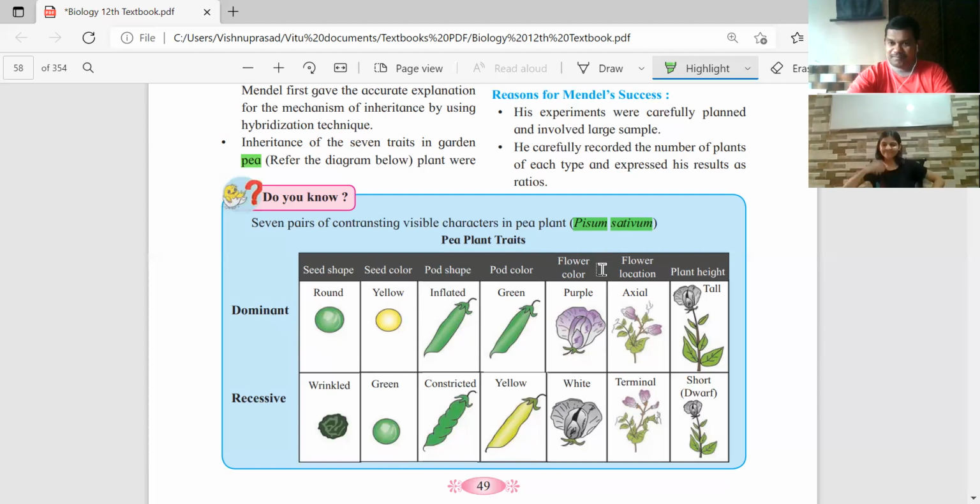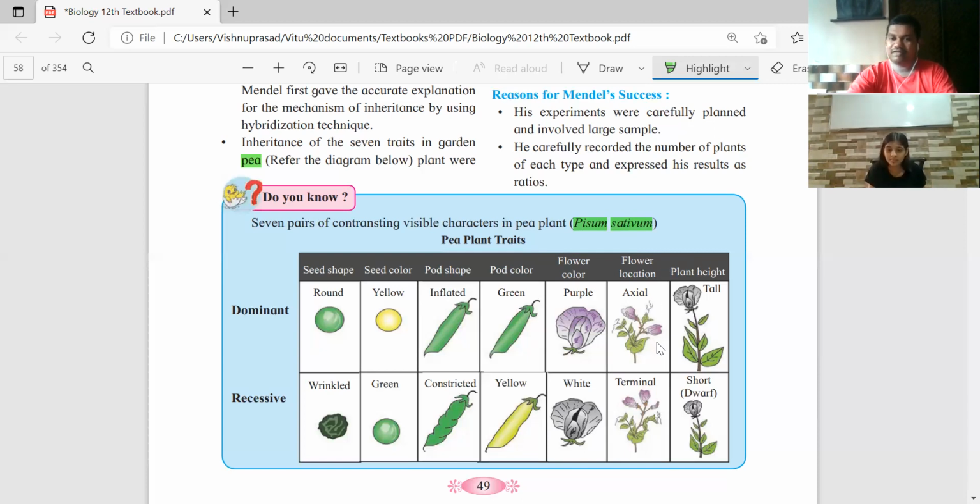Coming to the flower. In color, the dominant ones were purple colored ones. Correct. The recessive ones were white colored flowers. So purple and white can easily be identified by seeing. Yes. Very contrasting.